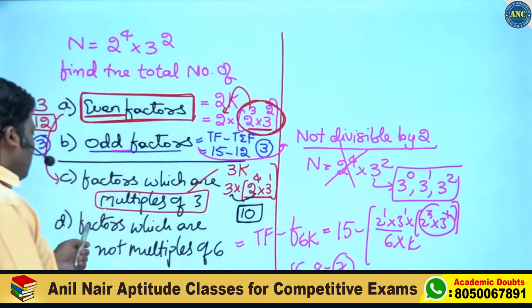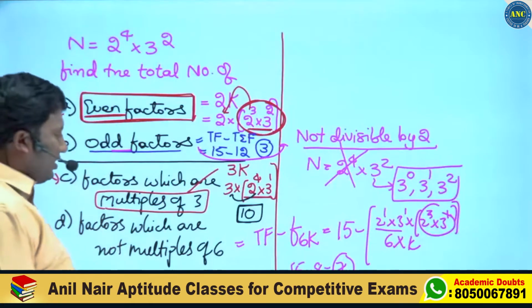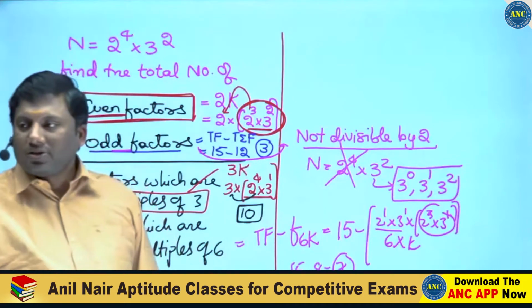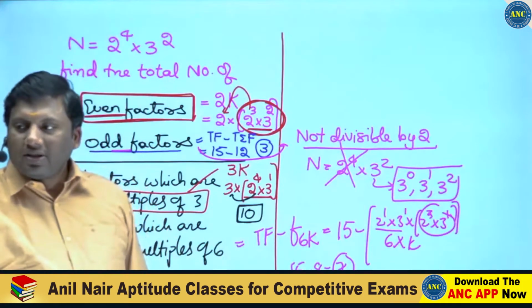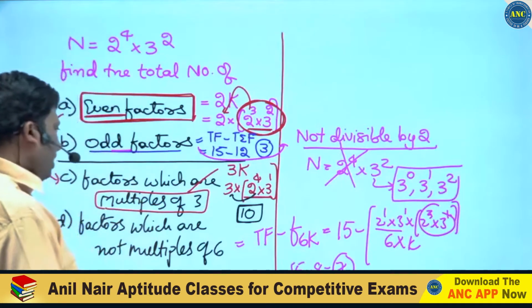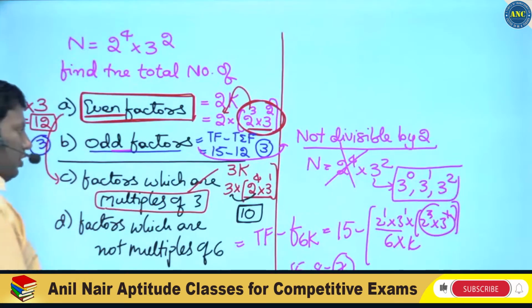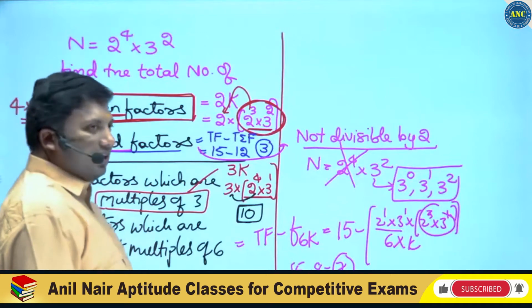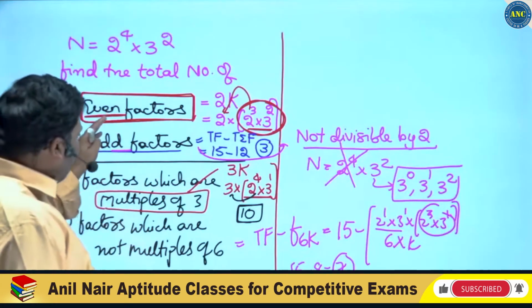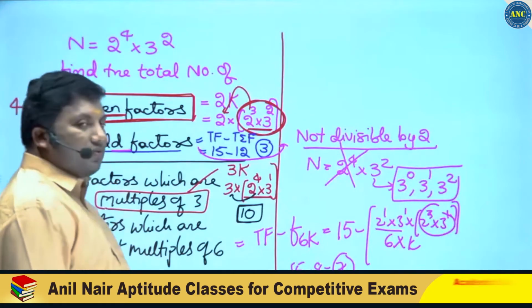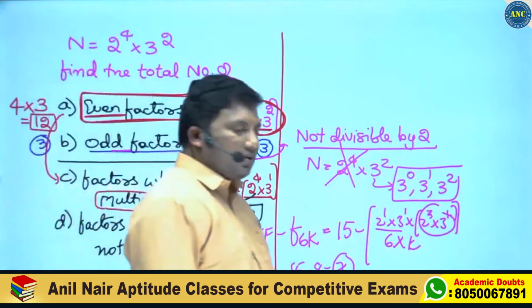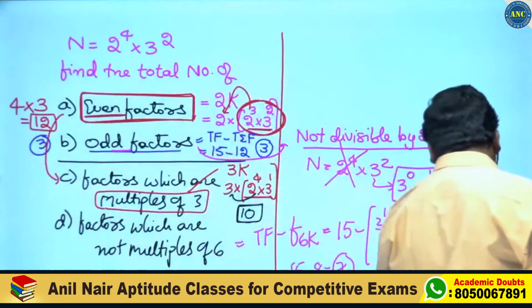Total factors which are not multiples of 6 is total factors minus factors which are multiples of 6. So 15 minus 4 into 2, 8. 15 minus 8, it is 7. Four questions, it is clear, right? Even factors, odd factors, factors which are multiples of 3 and factors which are not multiples of 3. I hope the idea is clear.